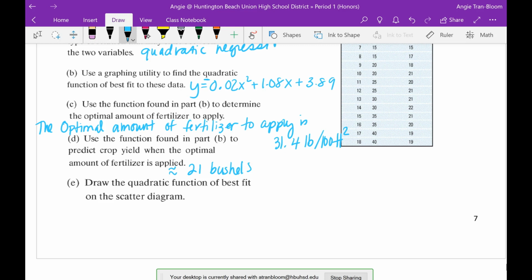Okay. And I'm not going to ask you this on the test. Draw the quadratic function of best fit. I'm just going to write it on the calculator. Are you guys okay with that? Okay. I'm not going to ask you to plot out a bunch of dots. Okay, so that's an egg roll.